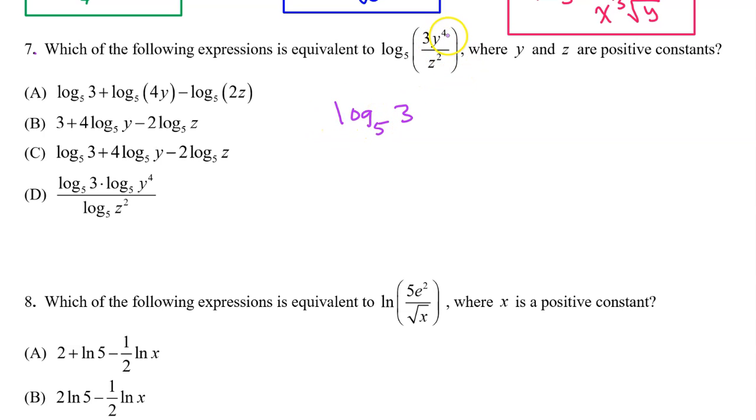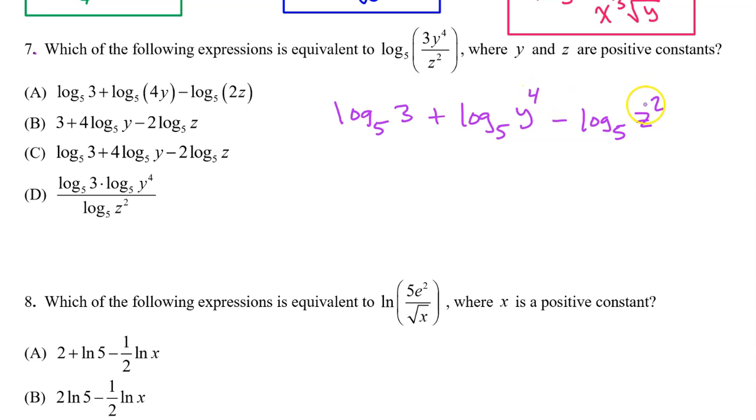Next I see the y to the 4th power, so I'm going to put plus log base 5 of y to the 4th power. I'm putting plus because y to the 4th power came from the numerator. Next, I see the z to the 2nd power. Because this is in the denominator, this will give us a negative term. So it'll be minus log base 5 of z squared.